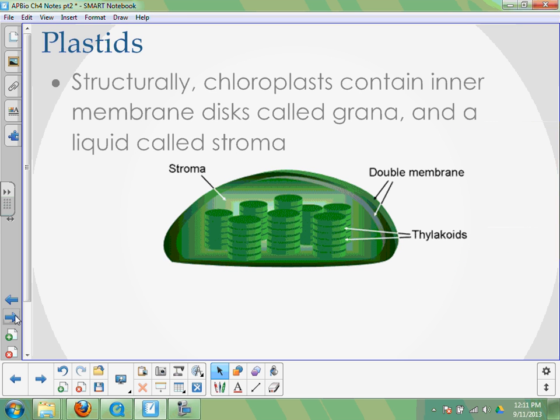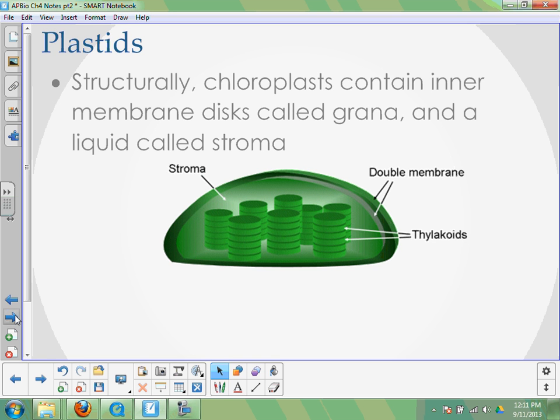Well, back to the chloroplasts. Inside a chloroplast, there's a lot of structures we said before. There are intermembrane discs, and each disc is called a granum. The plural of that is grana, so there are a lot of grana inside each chloroplast. And as you can see in the diagram, the label there, the overall term for all the grana is usually referred to as the thylakoids. And then surrounding the thylakoids, surrounding those grana, is a liquid called the stroma.